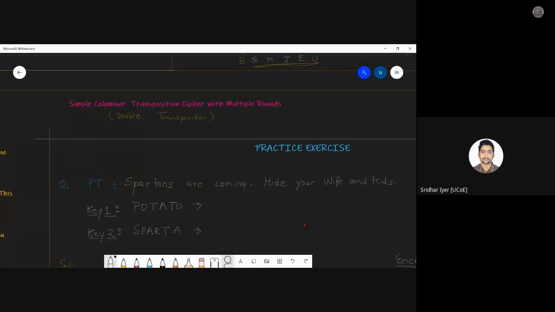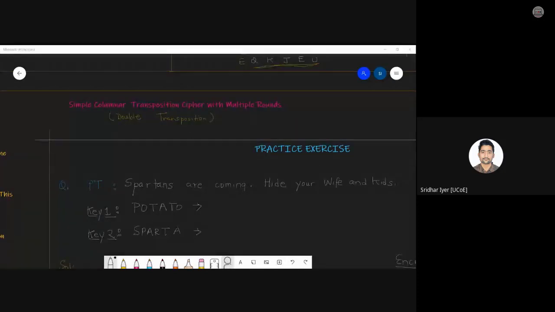Now you might have some doubts. Okay, so now start solving it. I've given the plain text. Obviously, you have to ignore the spaces and the punctuation marks. Consider only the characters. That is, Spartans are coming, hide your wife and kids. This is your plain text. Start solving and give me answers. Come on. You still have 10 minutes.